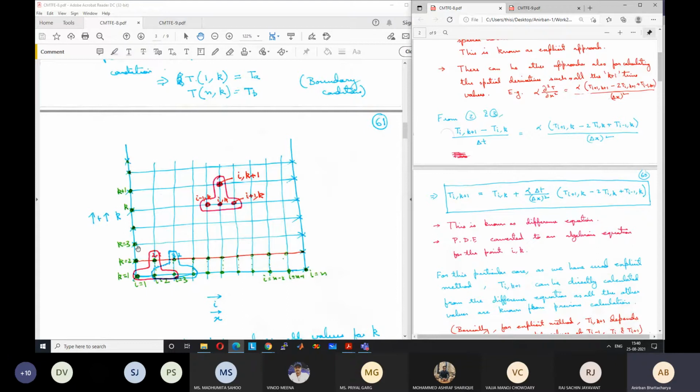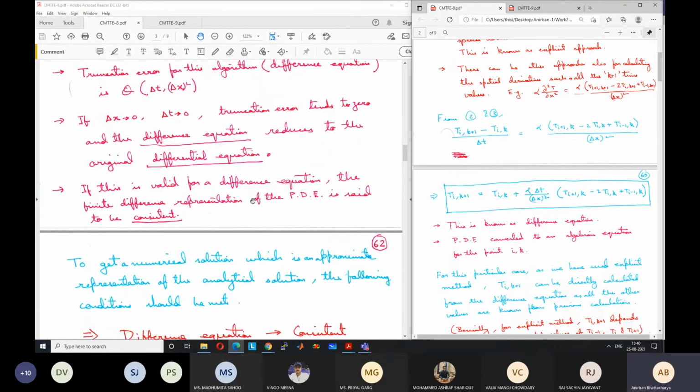Once these values are known, we can find the next time step value, k equal to 3, based on the k equal to 2 values for all the internal grid points, I equal to 2 to n minus 1. We can proceed along the time direction by increasing the values of k, which is known as time marching. So this was our explicit scheme.